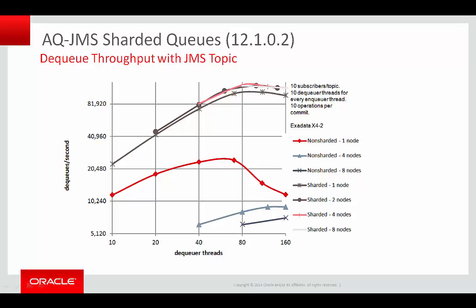Okay, that was JMS queues. How about JMS topics? Well, a JMS topic is a multi-consumer queue that's typically used for publish-subscribe applications. So in this variation of the benchmark, we configured 10 subscribers for each of the 512 byte messages.